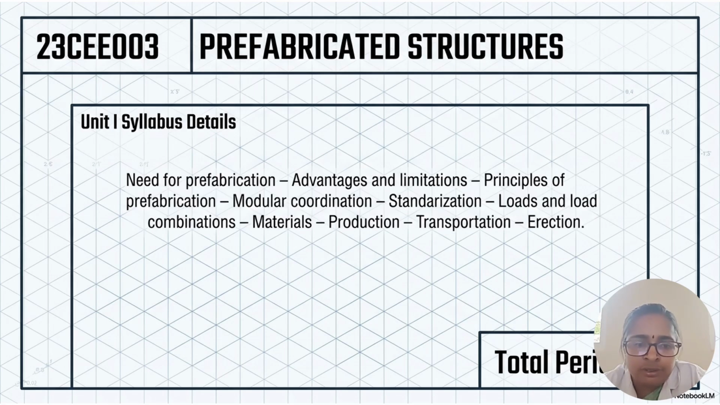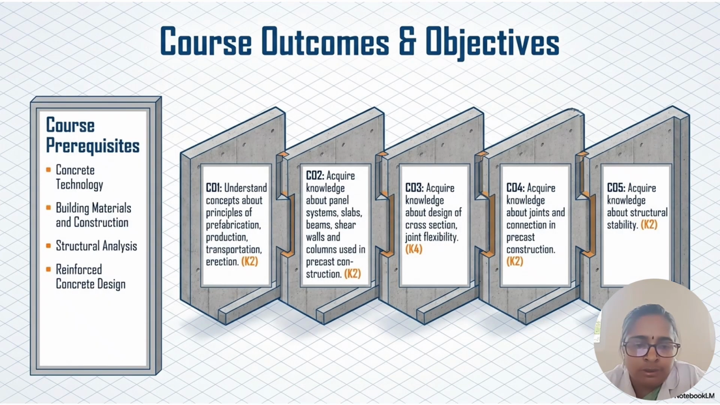And this lecture is about prefabricated structures. In this lecture, we will be dealing with the contents related to Unit 1. The syllabus covered in this unit are need for prefabrication, advantages and limitations, principles of prefabrication, modular coordination, standardization, loads and load combinations, materials, production, transportation, and erection. So these are the contents which are available in this unit.